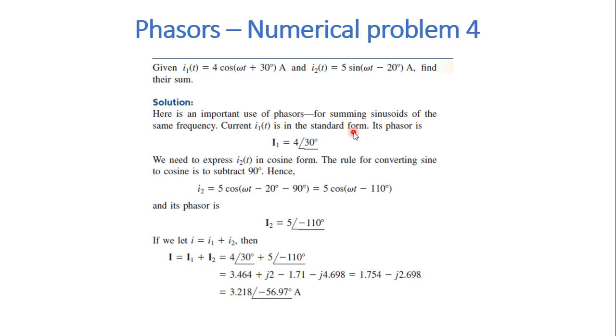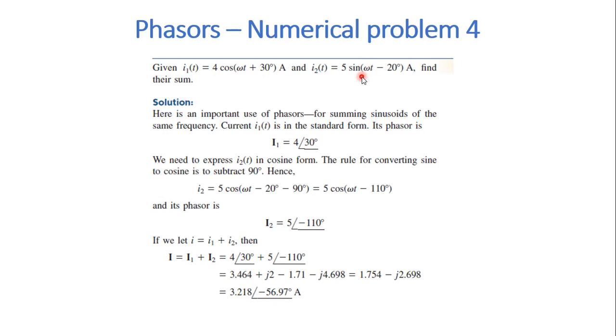So let us first write the current I1 of t in the equivalent phasor form. I1 of t is given as 4 cos(omega t + 30 degrees). So the equivalent phasor domain representation is I1 equal to Im, which is 4, angle phi, which is 30 degrees. So this is for current I1.